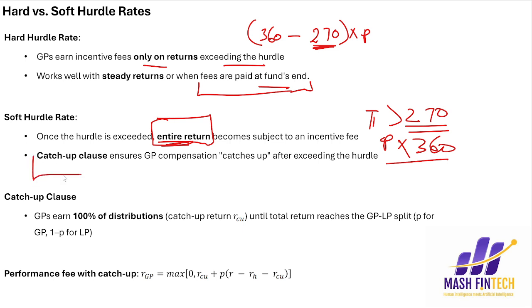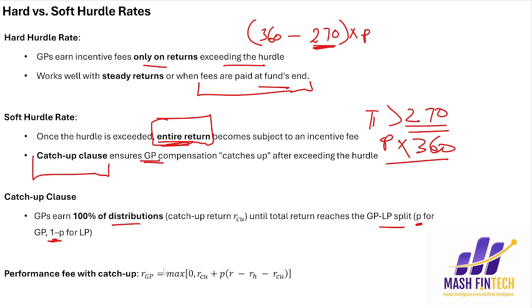There is what they refer to as a catch-up clause, and this ensures that the compensation catches up after exceeding the hurdle. So if the hurdle is exceeded, the payment given to the general partners should catch up and meet the percentage that is demanded beyond the hurdle rate. So with the catch-up clause, the GPs earn 100% of distributions until return reaches the GP-LP split. The GP-LP split is the percentage that you get. If the GPs are getting P, it means the LPs are getting 1 minus P, because it has to add up to 100. So if this is 0.1, it means the LPs will get 90%.